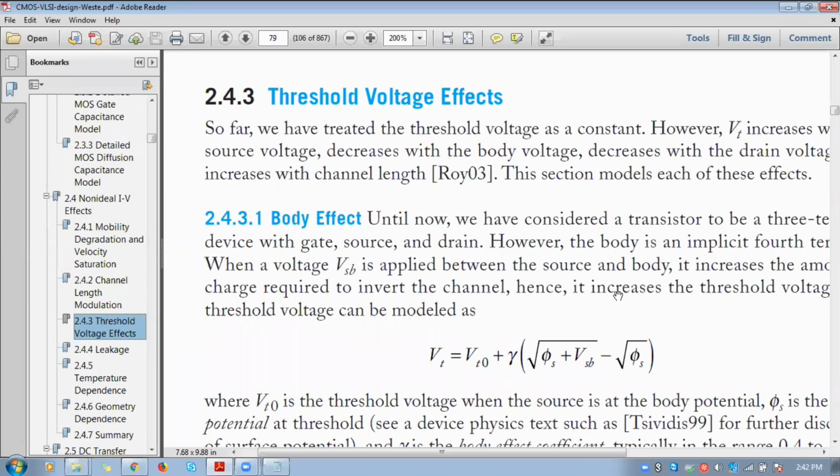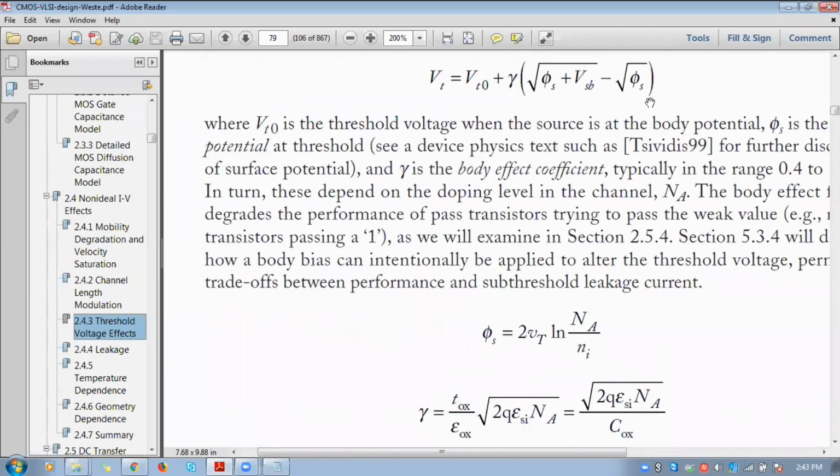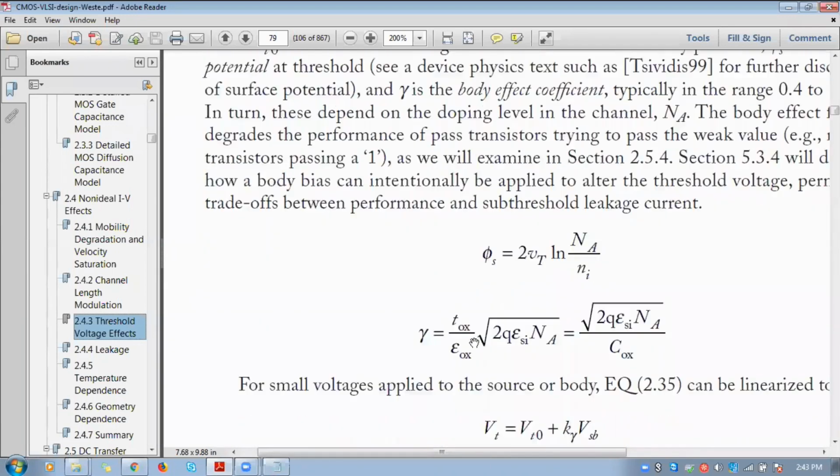But in this case, as VSB increases, threshold voltage increases, so barrier potential increases. So it makes us provide more input voltage to overcome the threshold voltage. That is the main effect, body effect, in non-ideal cases. So it will negatively impact the design. Also, you have to specify all these equations.